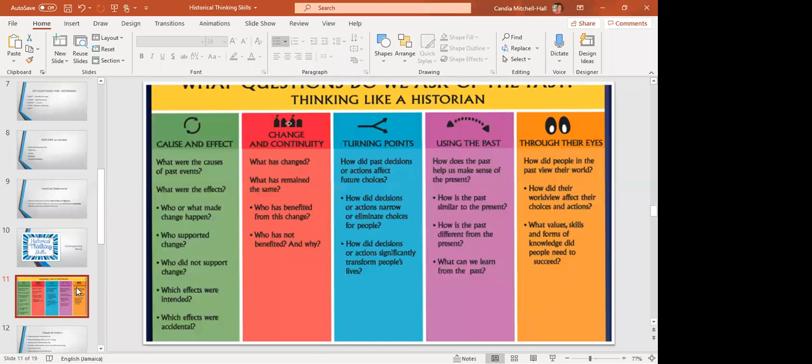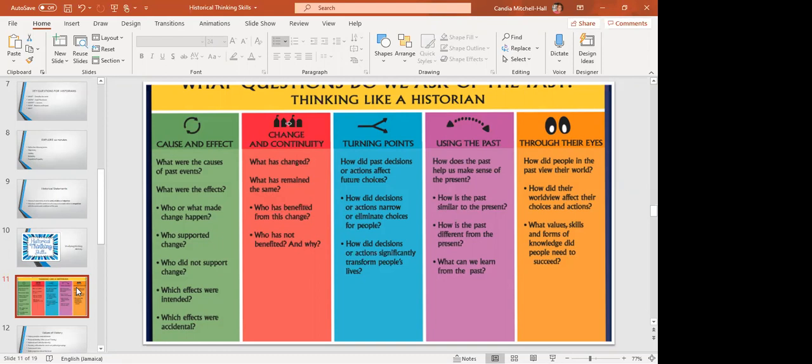What happened? Which is the event? What were the causes of past events? What were the effects? Who or what made the change happen? Who supported the change? Who did not support the change? These are some of the questions that we ask as historians. Most of the questions that you will get in history are going to look at the causes of an event and the effects. Another word for effects is the consequences.